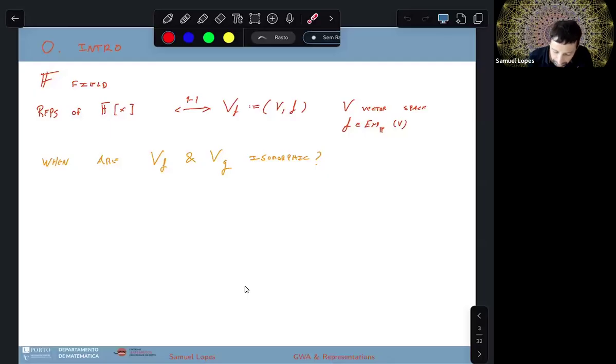For representations, it's the same thing. An isomorphism will just be a bijective map. Let me write it like this: A from V_F to V_G. Representations of this algebra are vector spaces, so A must be an invertible linear map, in other words, A is in GL(V).